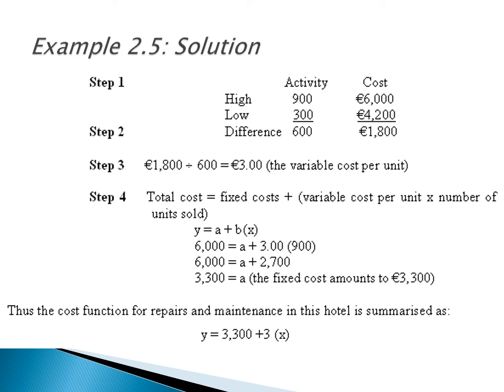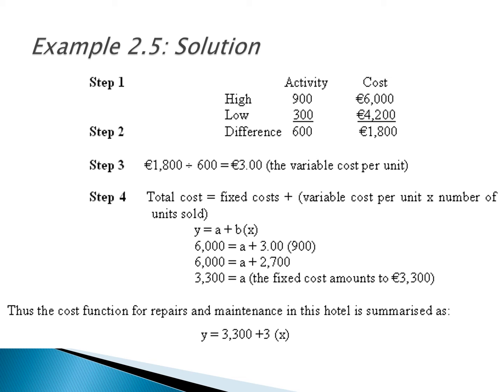So step number one, pick out the highest and the lowest, and then step number two is find the difference. So at the high level activity with 900, at the low level of activity we had 300, and the difference between the 900 and the 300 is 600. Okay, looking at the cost side of things, 6,000 at the highest level, 4,200 at the lowest level, and the difference between the 6,000 and the 4,200 is 1,800.